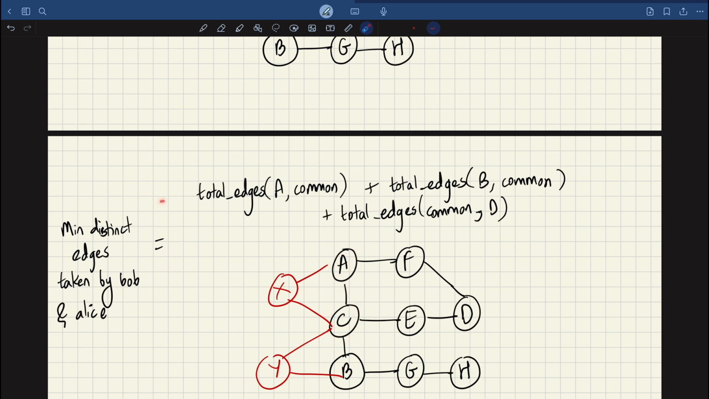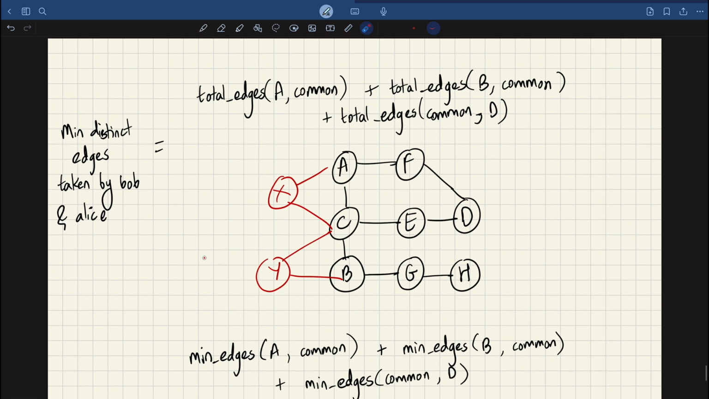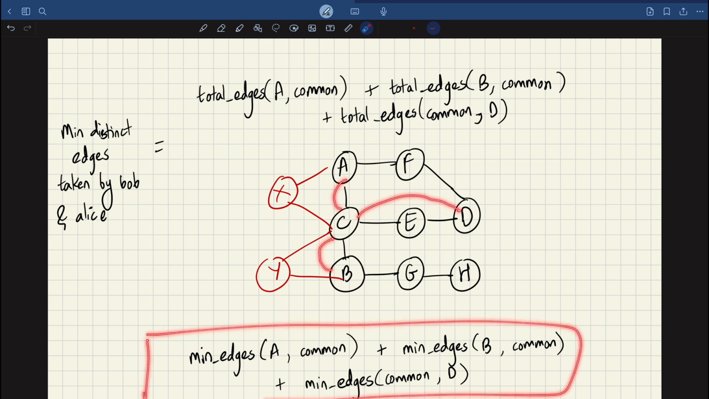So let me modify this equation. The new equation becomes minimum edges from A to C plus minimum edges from B to C plus minimum edges from C to D, and this is what we have to find. I hope you understood this part.